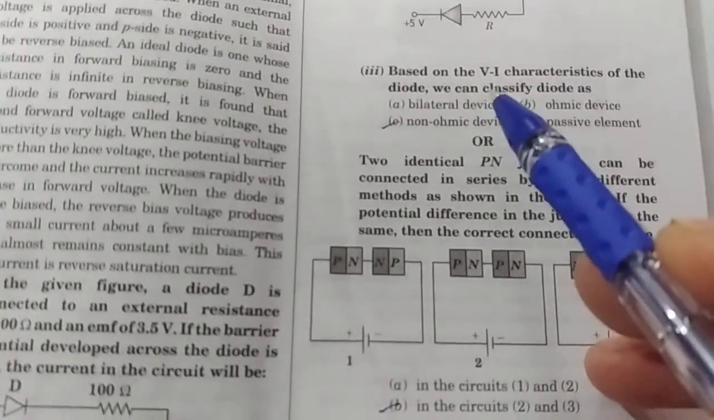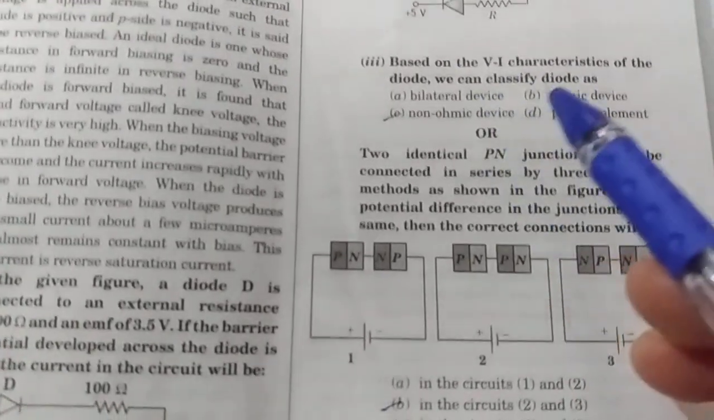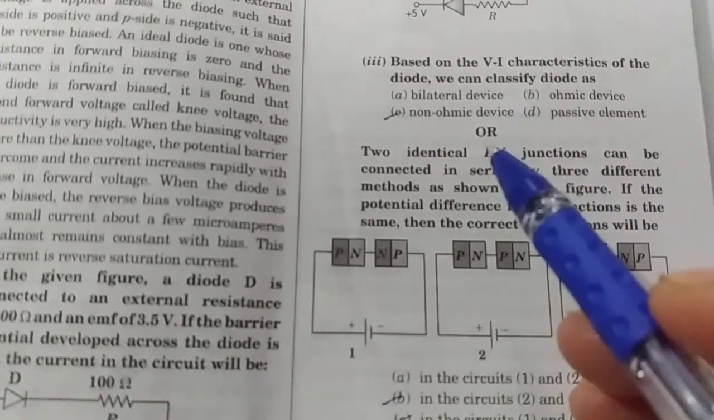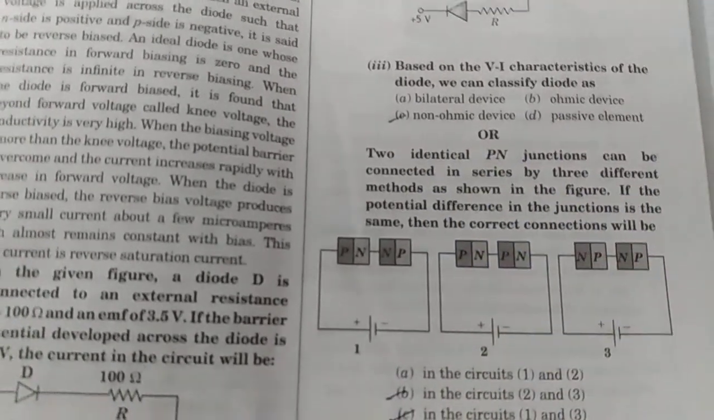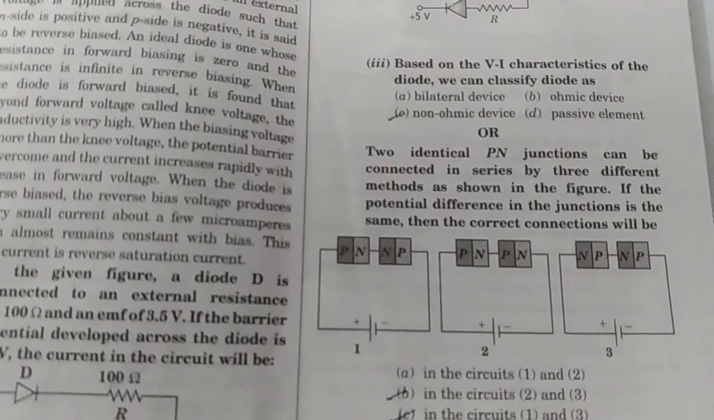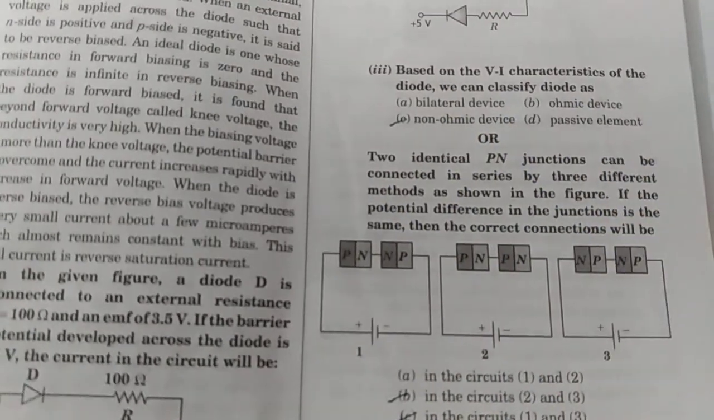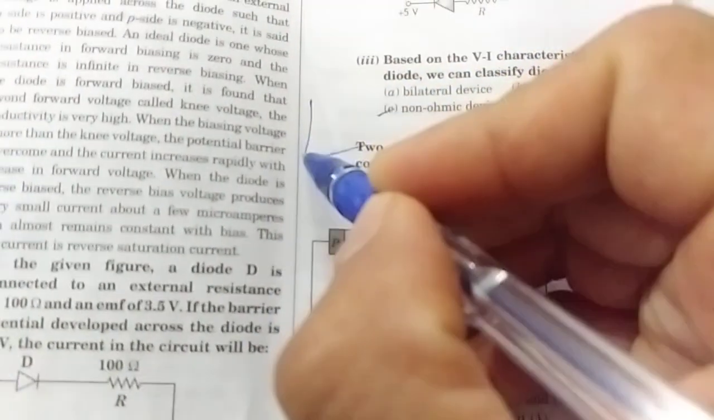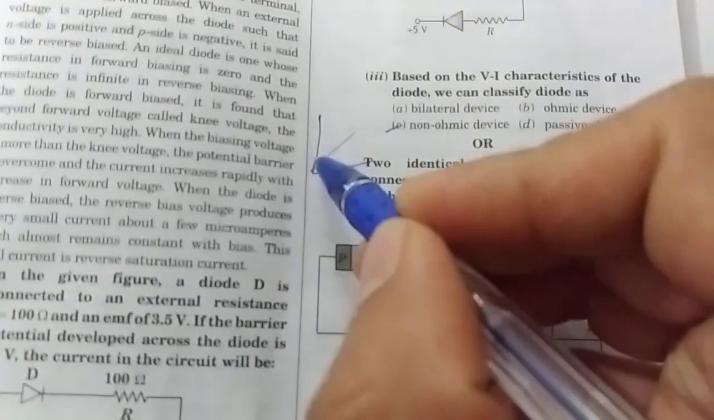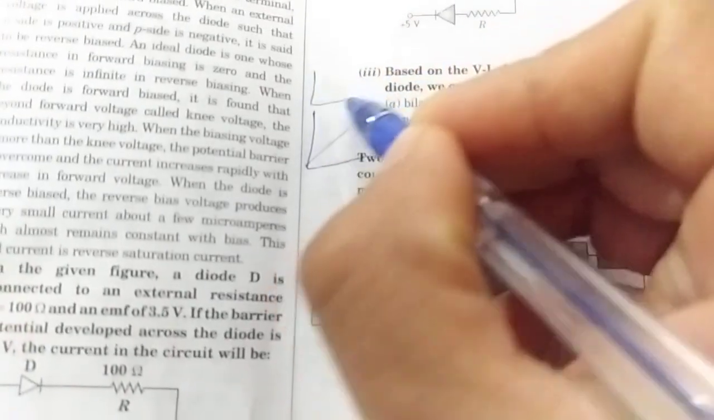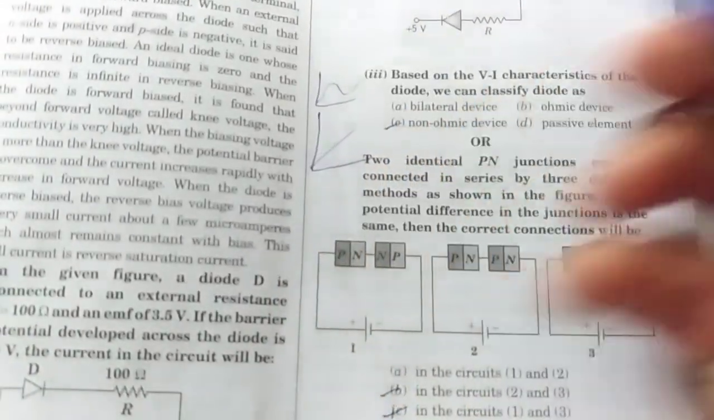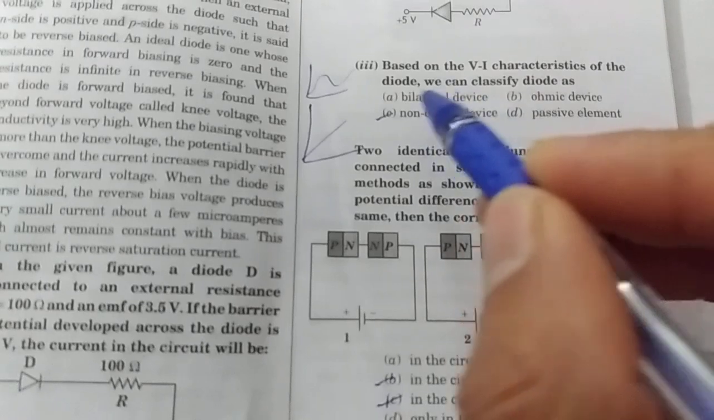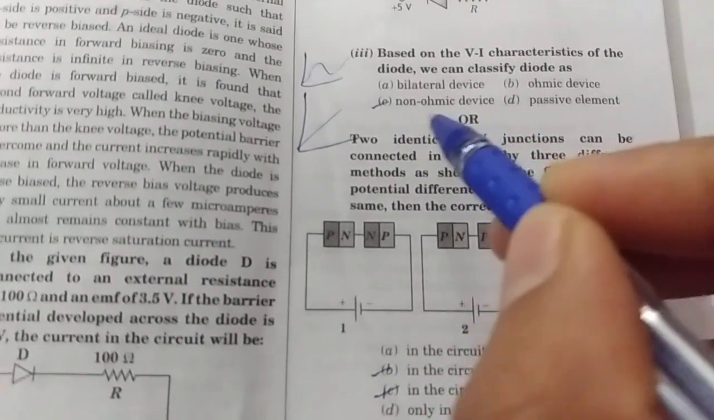Let's come to the third question. Based on the VI characteristics of a diode, we can classify the diode as... So diode is basically a non-ohmic device, so it is not going to follow the V and I proportionality relationship. For example, the voltage-current graph is basically not linear. This type of linear graph is for ohmic materials. For non-ohmic materials we have this type of non-linear variation. So this diode is basically a non-ohmic device.